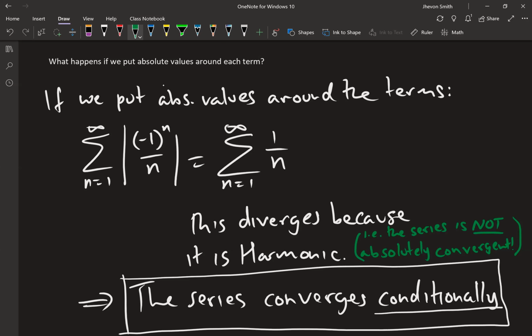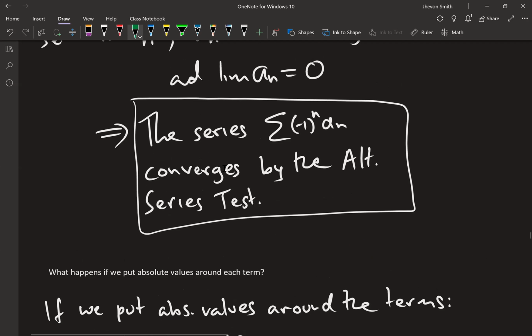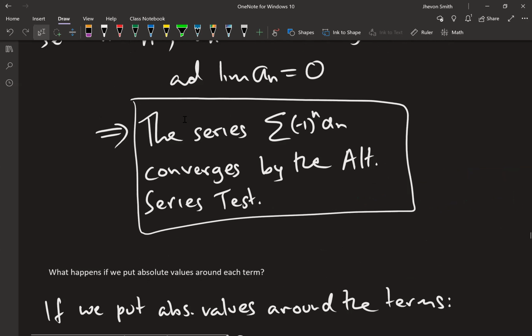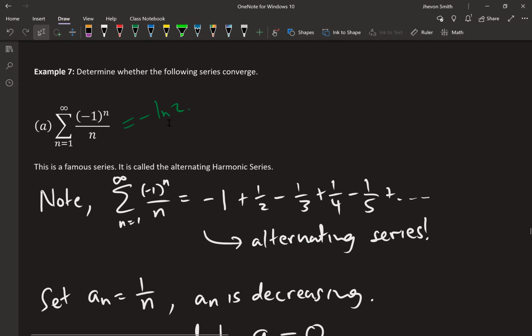However, by the alternating series test, it does converge, which means it has to converge conditionally, right? So the alternating series test can tell you about conditional convergence. It cannot tell you about absolute convergence, right? Yeah, and so that's a simple example.